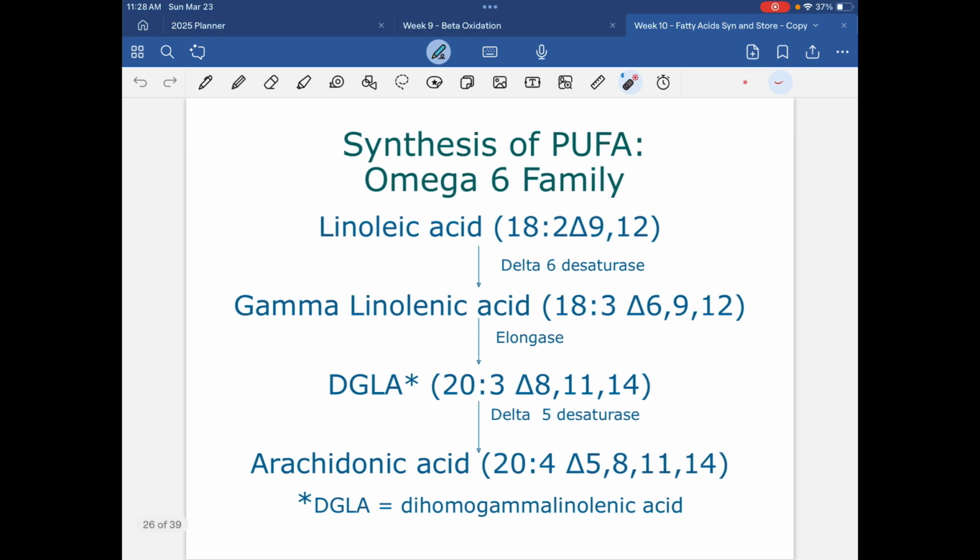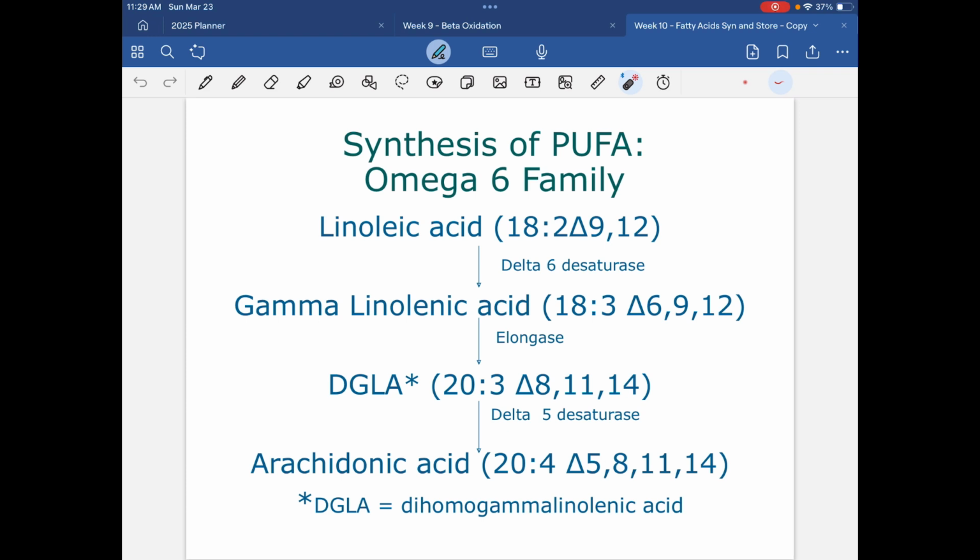Starting place is always delta-6 desaturase. So what we see here is that we consume linoleic acid. This is the structure of it when we consume it. I'm going to add another double bond, so that's why the number goes from 2 to 3. Delta-6 tells me where that bond is. It's at the 6th carbon.